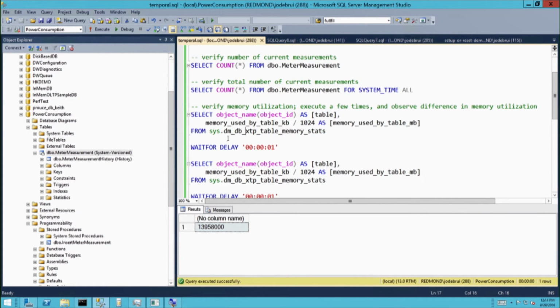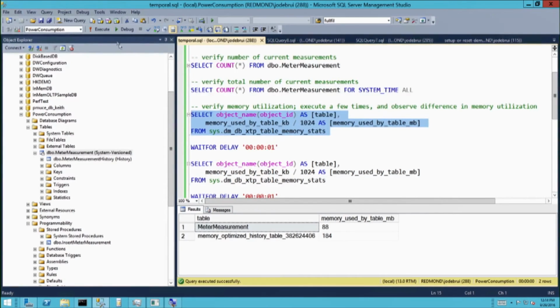Another interesting thing I want to look at is what my memory utilization is. If I am memory constrained, then this is going to be a valuable resource to me, so I want this to be kept in check. We can see we actually have 2 memory optimized tables being reported. The first one, my user table, meter measurement, has only about 88 megabytes. That is a pretty reasonable, small number, but it's only 1 million rows, so that's pretty good, actually. And then I have my memory optimized history table.